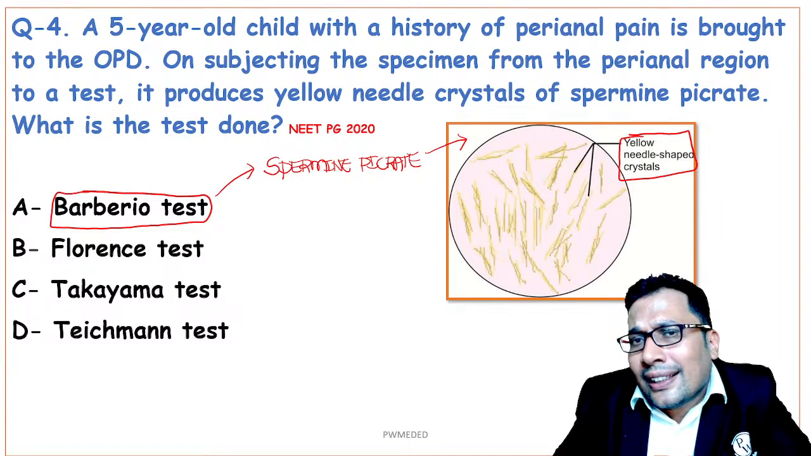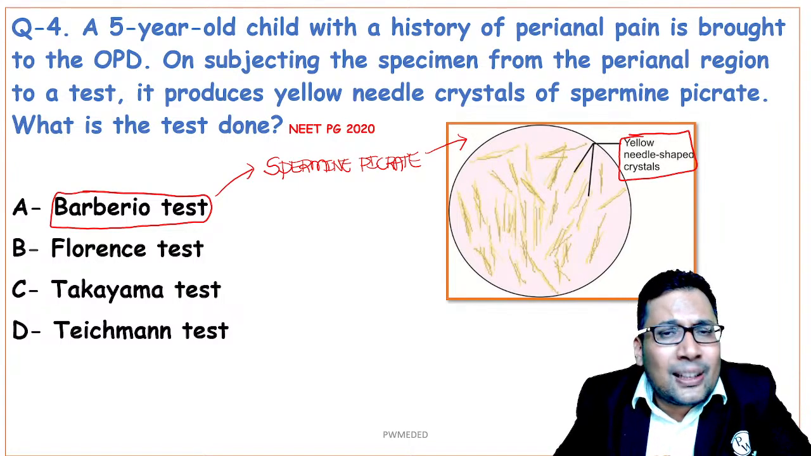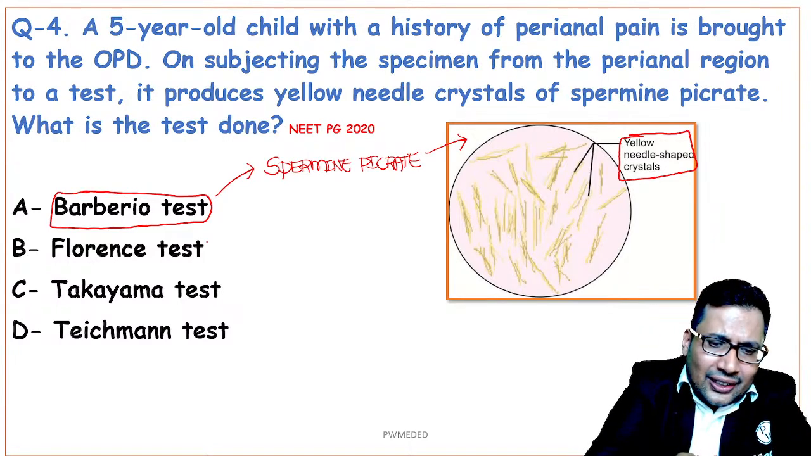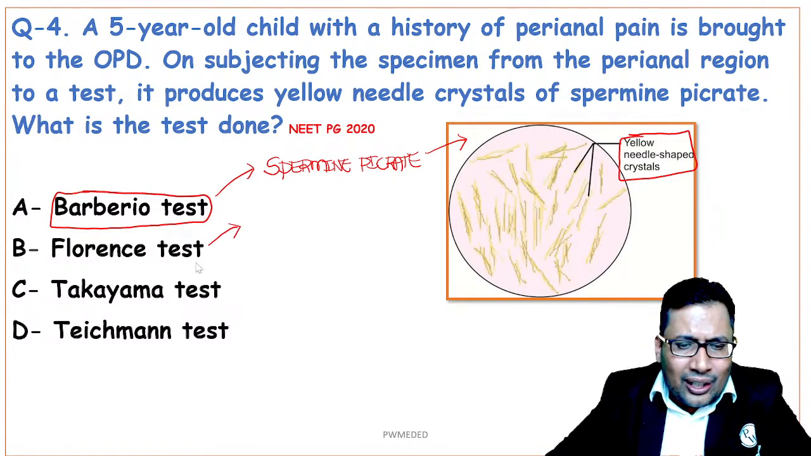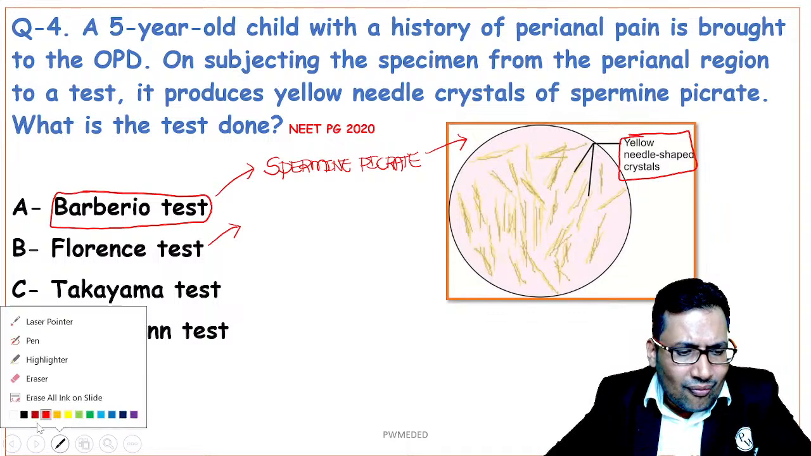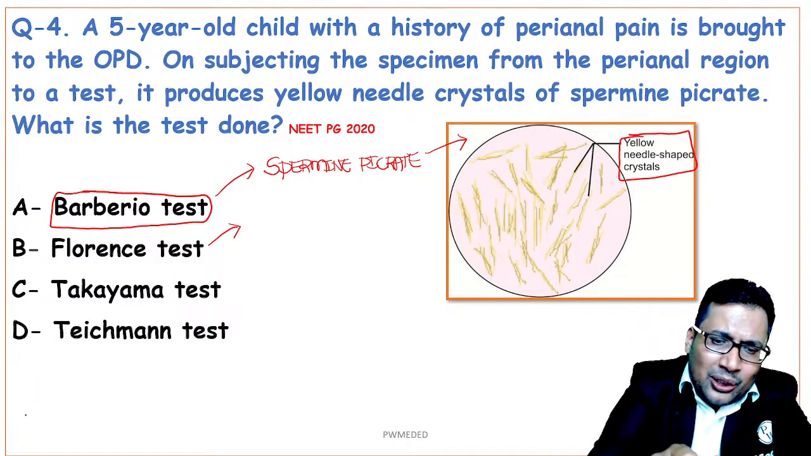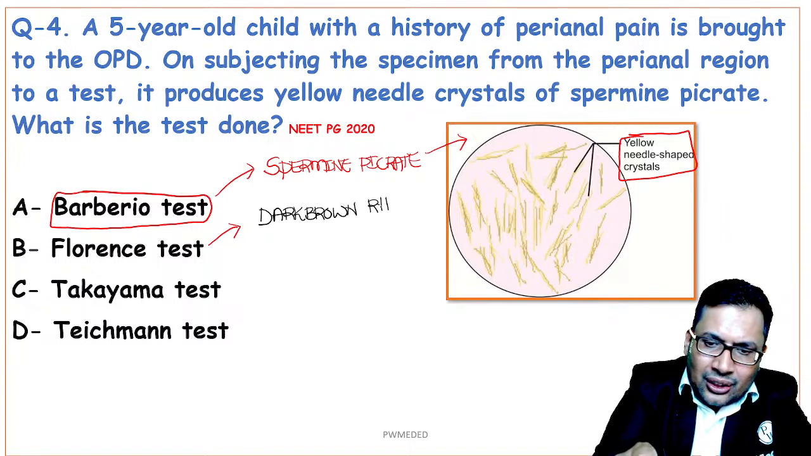Barberio test is one of the presumptive tests for seminal stain. What is Florence test? The Florence test is also a test for the seminal stain. There is a formation of dark brown rhombic crystals. You will see dark brown rhombic crystals.